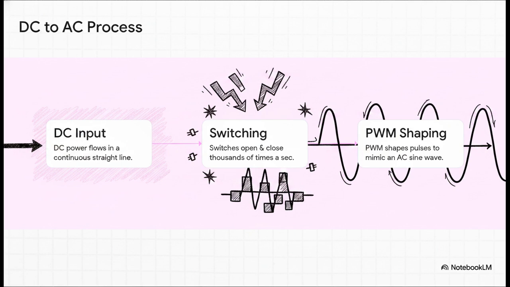But to create AC, we jump to step 2, where solid-state switches, components with intense names like IGBTs or MOSFETs, violently open and close thousands of times per second. Thousands! They're rapidly reversing the direction of the DC voltage. Then, in step 3, this brilliant control logic called pulse width modulation, or PWM, carefully shapes those rapid-fire pulses so they perfectly mimic the smooth, oscillating wave of AC power. It's a high-speed digital magic trick creating an analog wave.